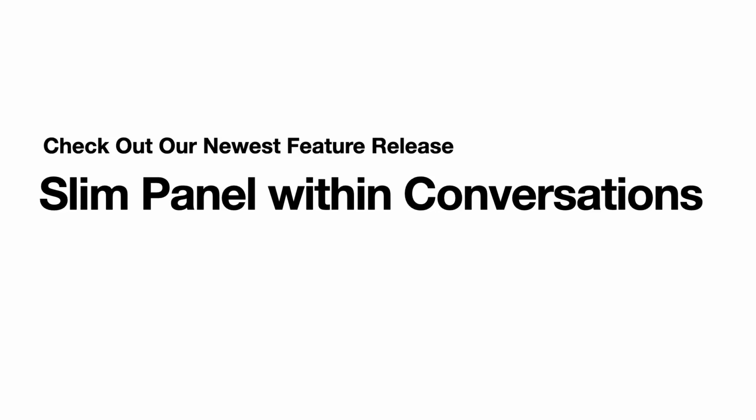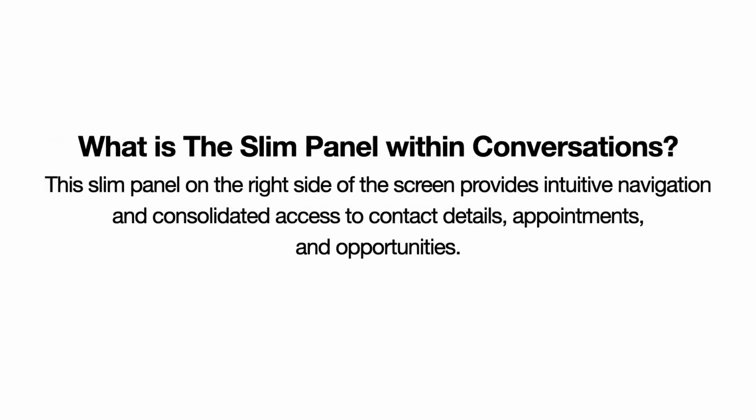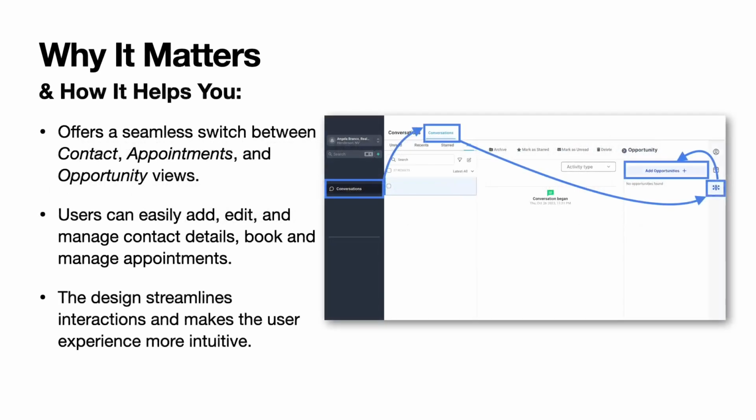Check out our newest feature release, Slim Panel, within the Conversations area. So if you're curious, what is this new Slim Panel within Conversations? Well, I'm going to share that with you. This Slim Panel on the right side of the screen provides intuitive navigation and consolidated access to contact details, appointments, and opportunities. Why this matters and how it's going to help you.